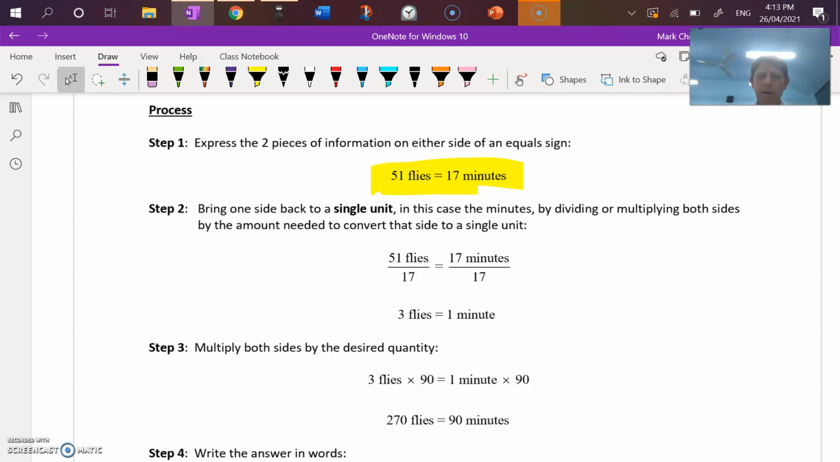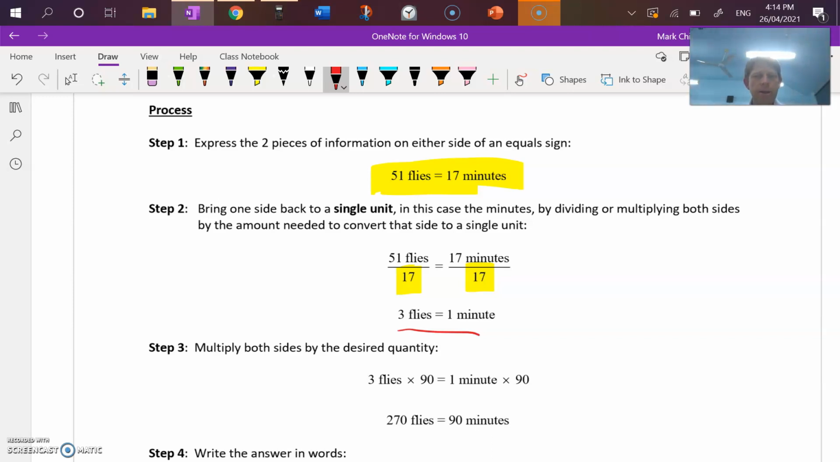So obviously the first thing I'm going to do is divide by 17. If I divide by 17, that'll get me down to 1 minute. But of course, whatever I do to one side of my little equation, I've got to do to the other. So I'll have to divide that side by 17. And that will give me this final number here: she can swat 3 flies in 1 minute. Now, 3 flies per minute sounds like a simplified rate, and that's simple enough to move on with.